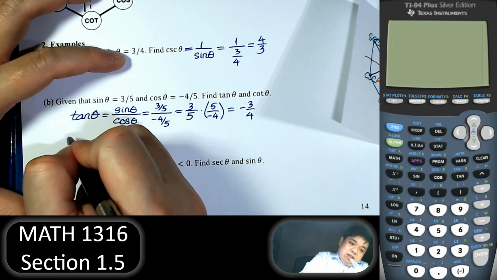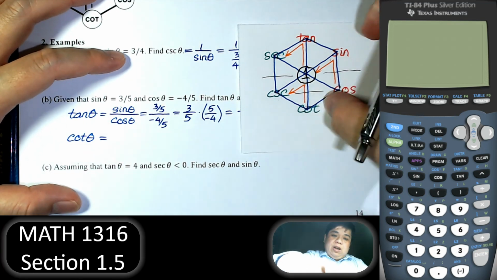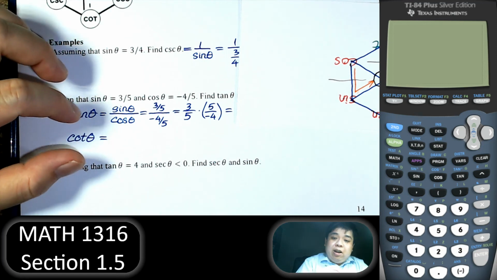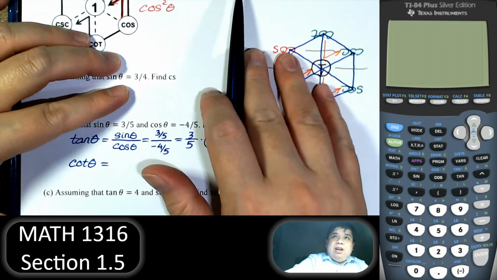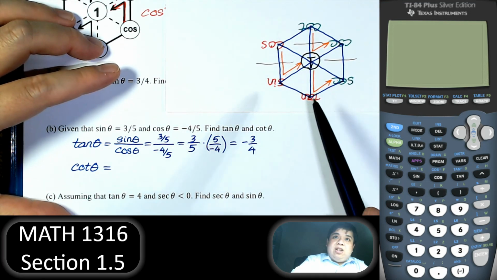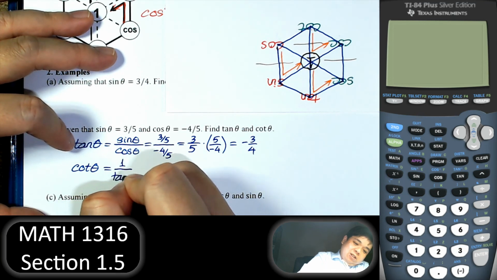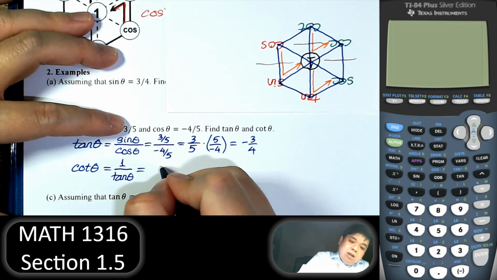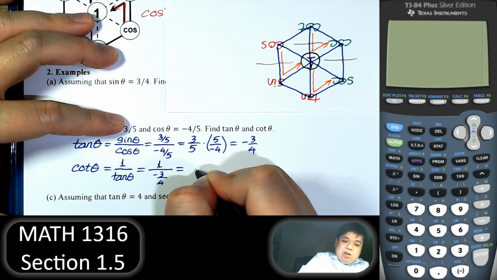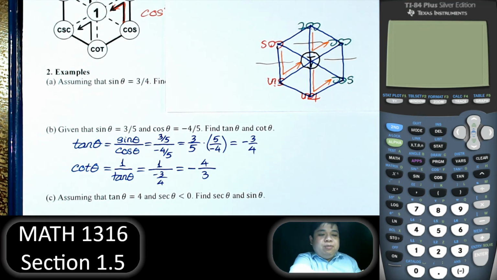How about cotangent? Cotangent is cosine over sine, but also 1 over tangent. So it's much better we just use 1 over tangent. So 1 over tangent is this. We just flip them. That's what we have.